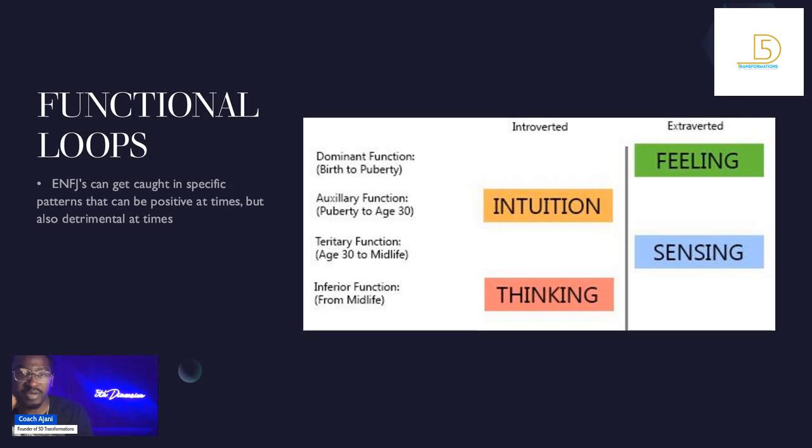And that's when you start to pick this up a little better. Then you have age 30 to midlife, you get better with your third function. And then your fourth function, they say, gets better during your midlife. In your case, the way things filter through your mind is extroverted feeling.